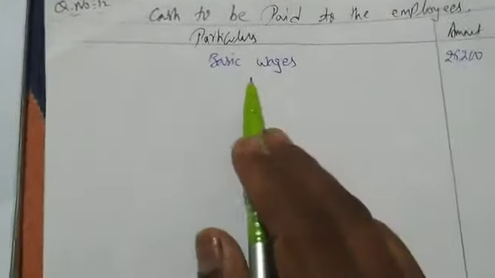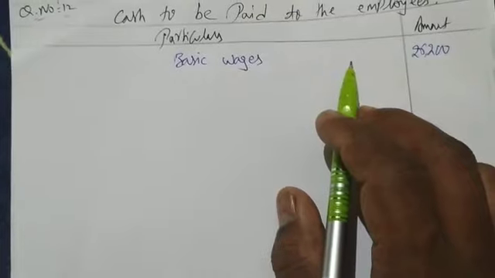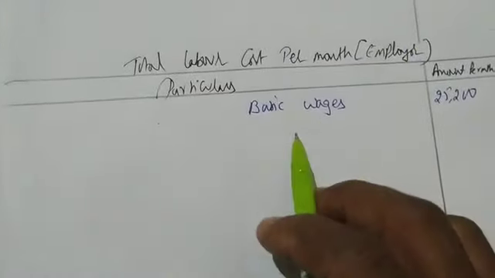25,200. Okay, so this is the expenditure. The employee has to receive basic wages of 25,200. Here also, this is expenditure for the employer, so that's why we are writing basic wages. 25,200 the employee has to receive from the employer. So we are finding out the expenditure of the employer. The basic wages is expenditure to the employer.